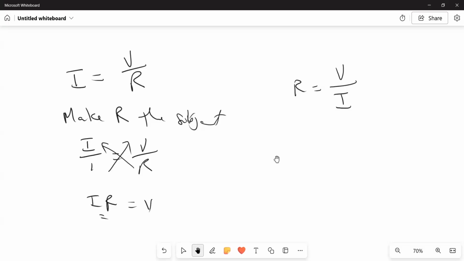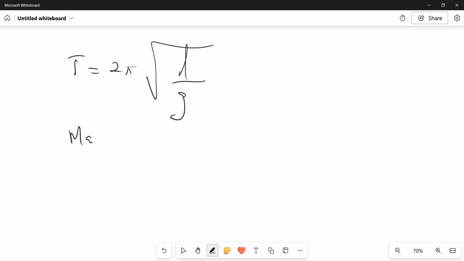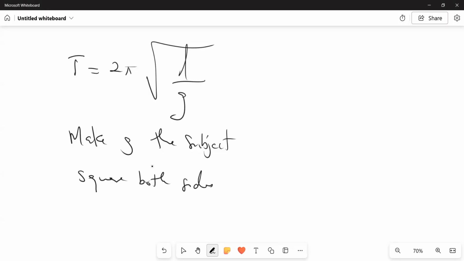Okay, let's take a harder one. There's a famous formula in the sciences: T equals 2 pi root L over G. Look at this one. Let's say you want to make G the subject. So G is hidden all the way in here. One of the things you want to do first is maybe square both sides. Square both sides. What happens when you square both sides?